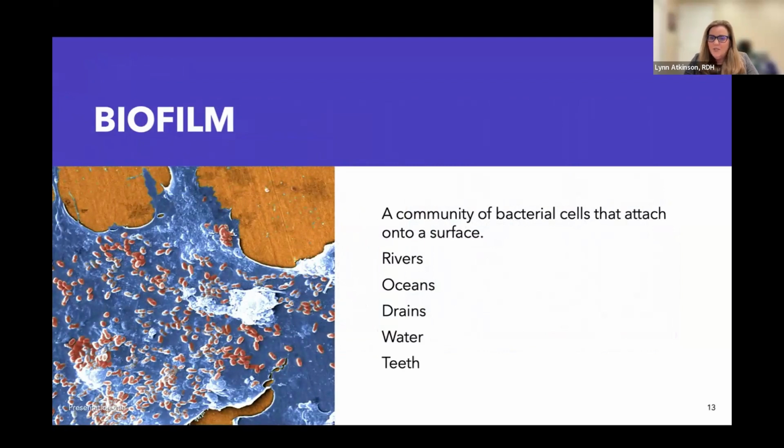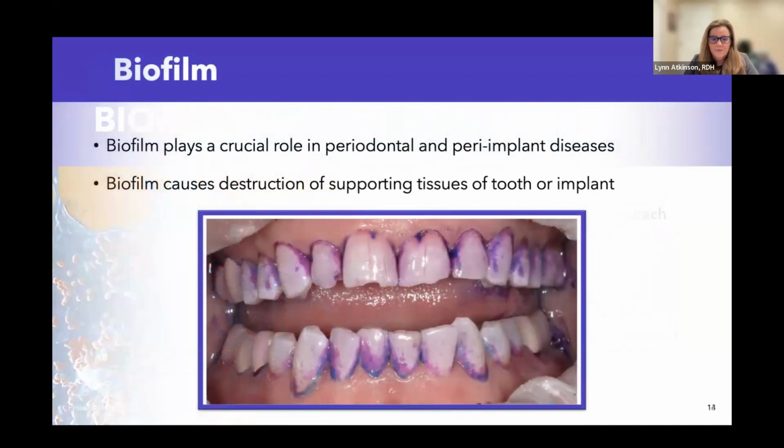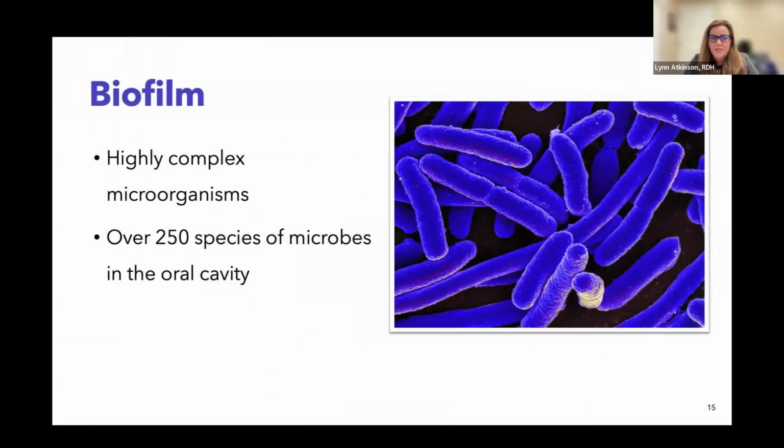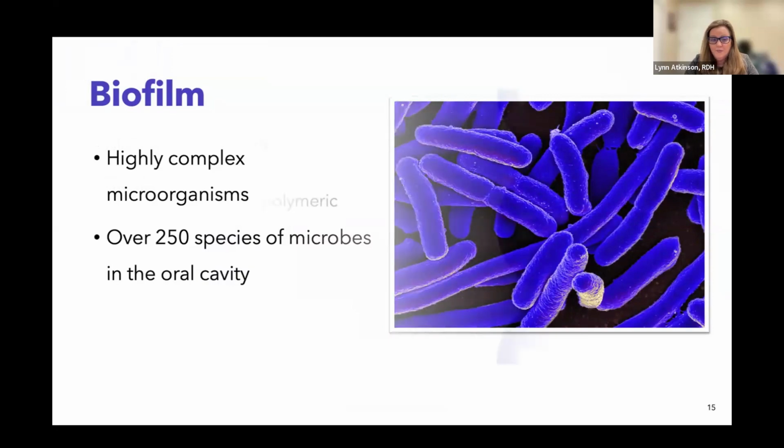Biofilm, what is it? It's a community of bacterial cells that attach to a surface. So it can be found all over. It can be found in rivers and oceans and drains and water, in teeth, gum tissue, restorations. And it plays a crucial role in periodontal and peri-implant diseases. Biofilm causes destruction of supporting tissues of the tooth or implant, and it's made of highly complex microorganisms. There are over 250 species of microbes in the oral cavity.